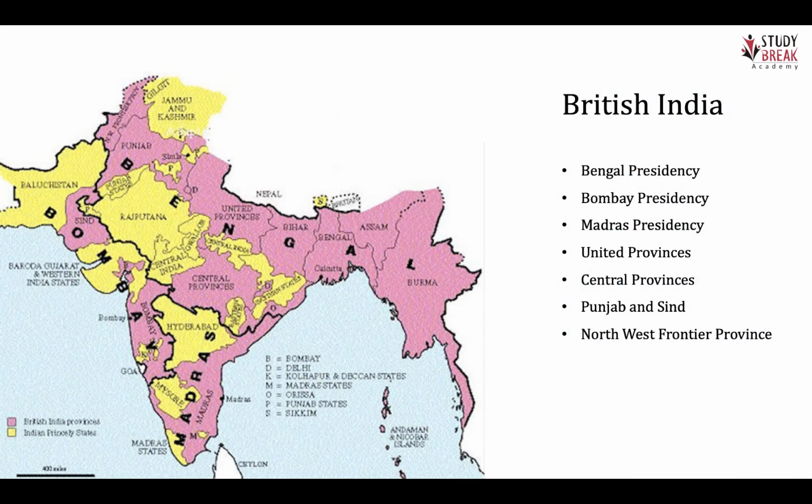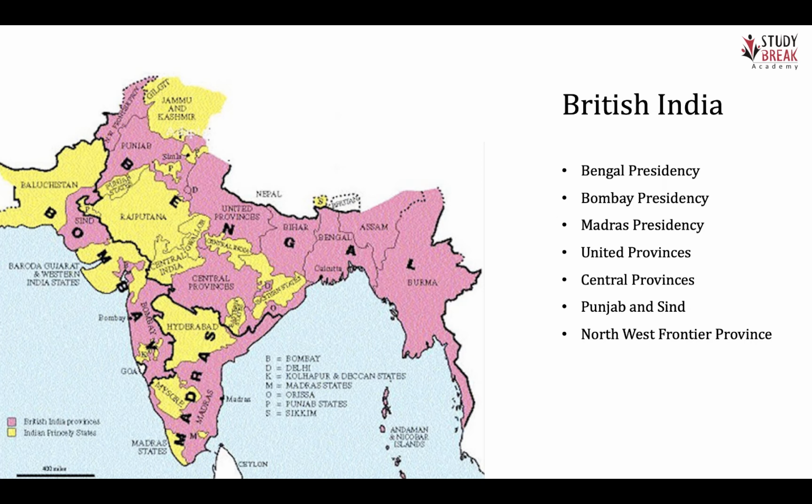Now, this is the map of British India. You can see the Bengal presidency here, the United Provinces, the Bombay presidency, the Madras presidency. This is Punjab and Sindh region, the North-West Frontier Province, and the Central Provinces. Now, the British government had control over all these areas in India, and the yellow part that you see are Indian princely states. Okay, so they had their own banks from beforehand.